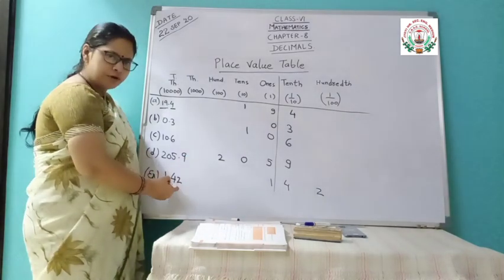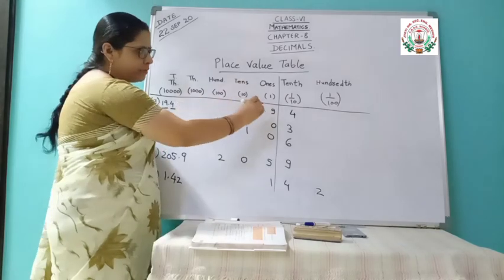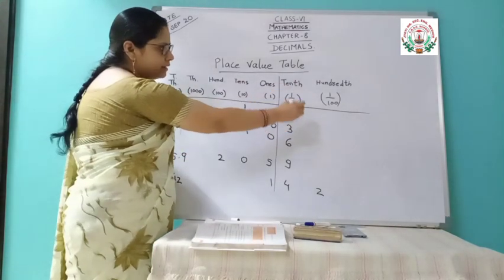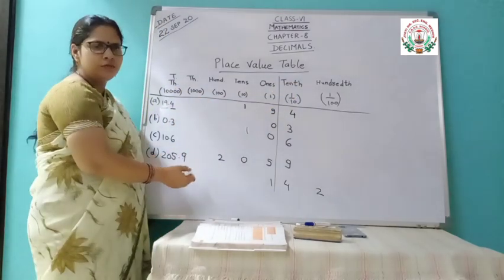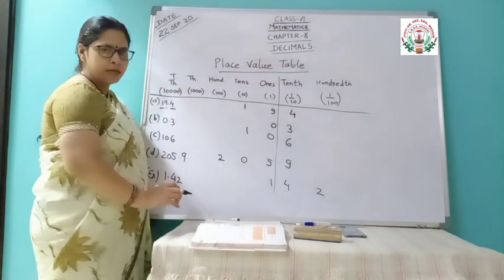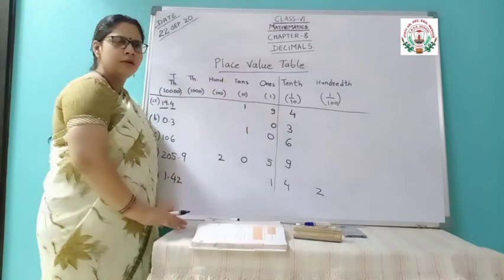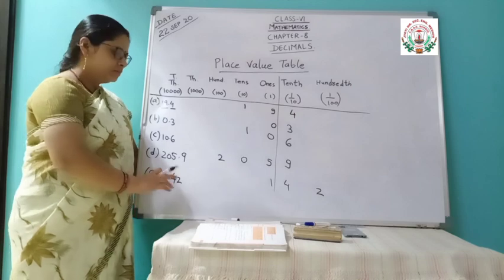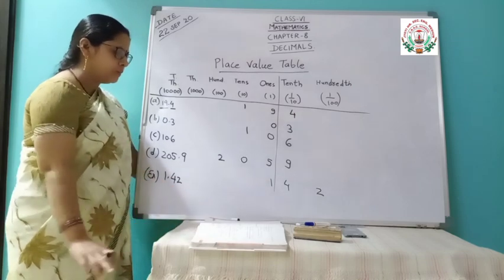After the decimal, the first number will be below the tenth, that is 1 by 10, and the second digit will be below 1 by 100, that is the hundredth. Then if another digit is also there, it will go to the third position, that will be 1 by 1000, and so on we are filling. This is called the place value table. So we have completed the place value table. This is how we are filling the place value table.